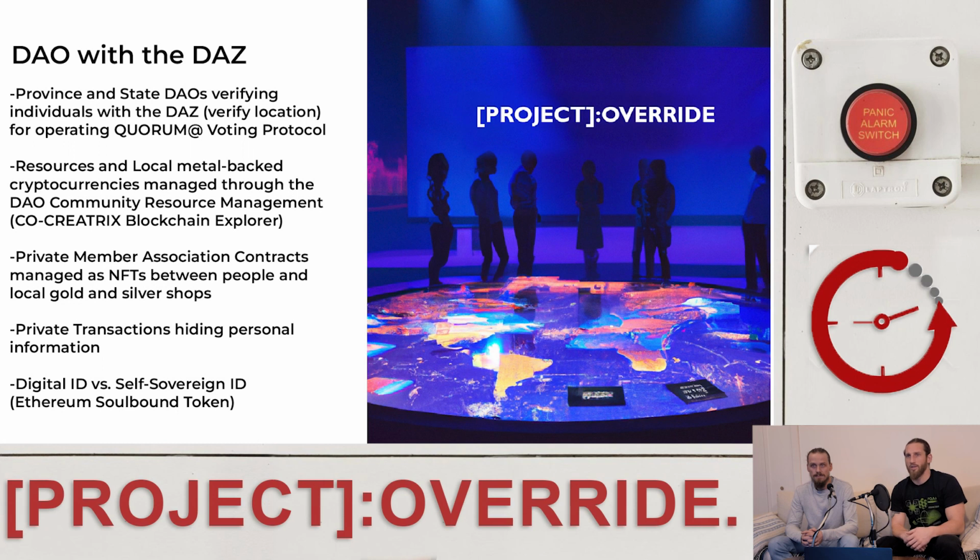Then we did touch on private member associations, and we're referring to local gold and silver shops coming into a private agreement with their customers, a private agreement between each gold and silver shop. That could easily be a DAO. And the private contracts, as we said before, are represented by NFTs. We want the information for each private individual to be private, so that's where the technology of zero knowledge proofs comes into play.